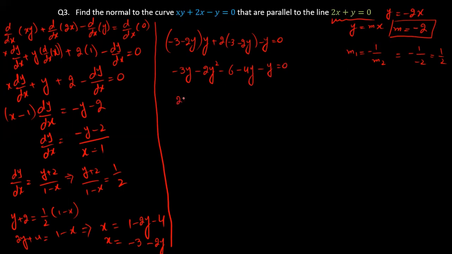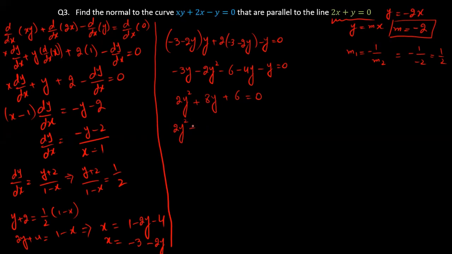If we take minus common, it will look like 2y square, and then adding 3y, 4y and y, this will become plus 8y, and the constant becomes plus 6 because we have taken minus common from all terms. And now this is a quadratic equation and we need to calculate y from here. So let's factorize.